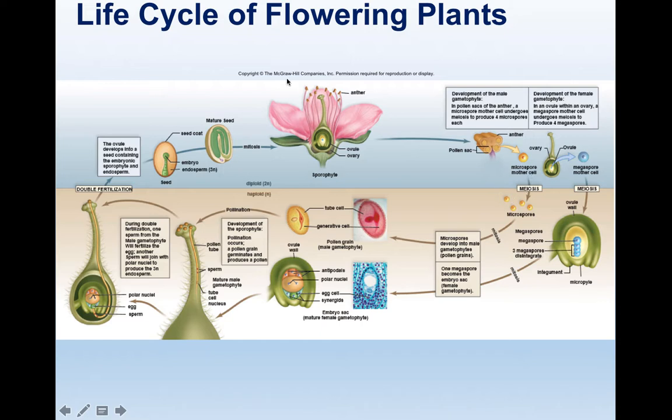And in the anther, the pollen grain is the microspore coming from the male side, created in these pollen sacs. Up here is where the process of the male gametophyte is created, and the female gametophyte is the embryo sac, which is the megaspore coming from the other side.